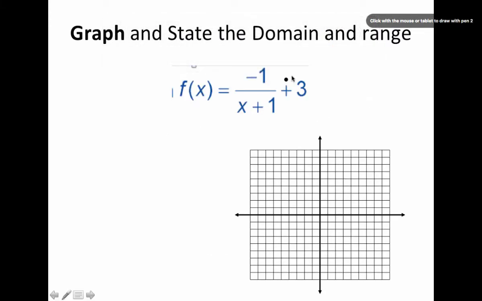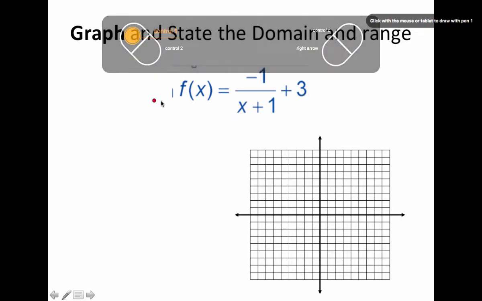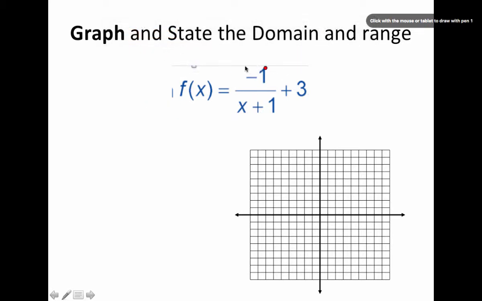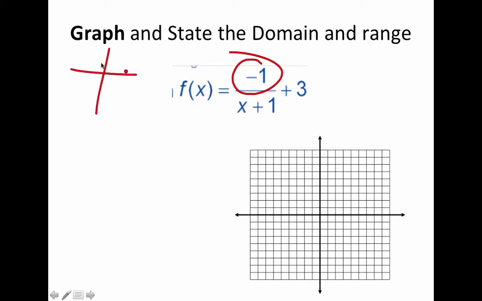Okay, we're gonna graph. First thing I want to point out is the fact that it's a negative, which means the value of a is negative. So I'm going to be up here and down here. We do want to make note of that. I'm going to do my asymptotes.